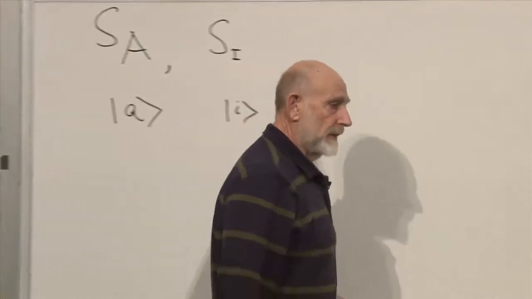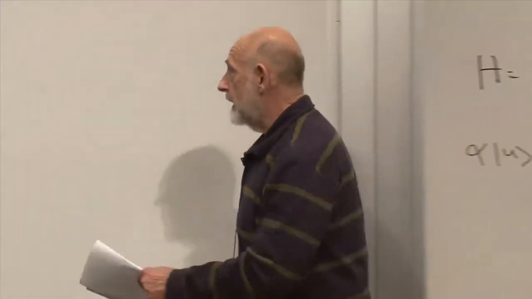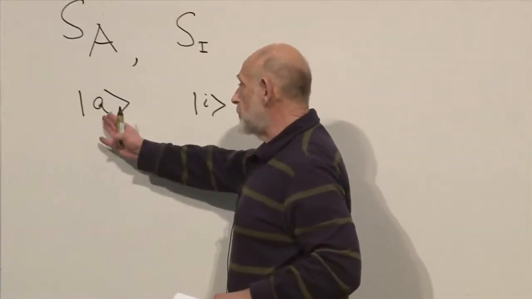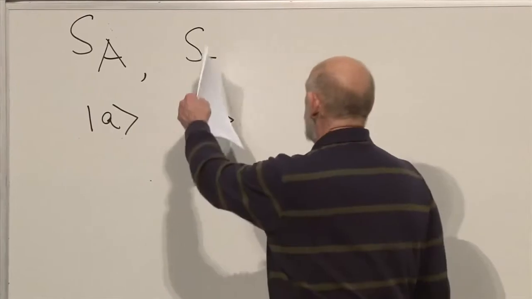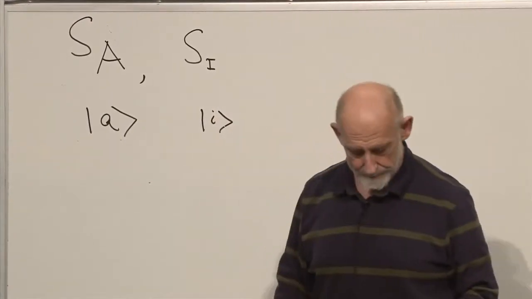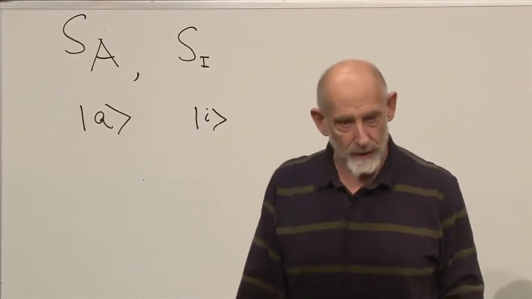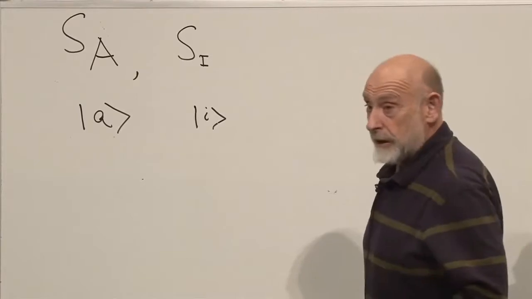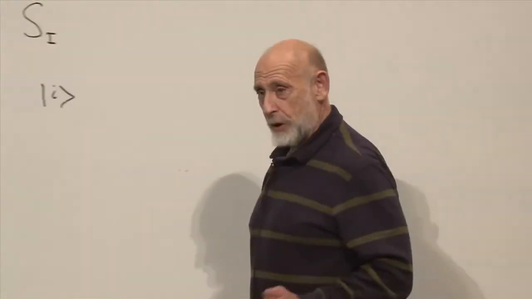Any state of system A, if you didn't have I, would be a superposition of these basis states. Any state of system I would be a superposition of these basis states. Okay? How do we put the systems together and make a single quantum system? Well, I'm going to tell you what the rule is. I'll give you a cookbook rule, but it's pretty compelling, and it is the way real things work.